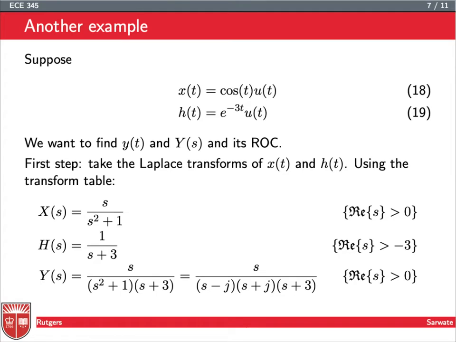So we multiply X of s and H of s, and we get s over s squared plus 1 times s plus 3, and then we can factor them out into poles. So we get a pole at minus j, a pole at plus j, and a pole at minus 3, and a zero at 0.